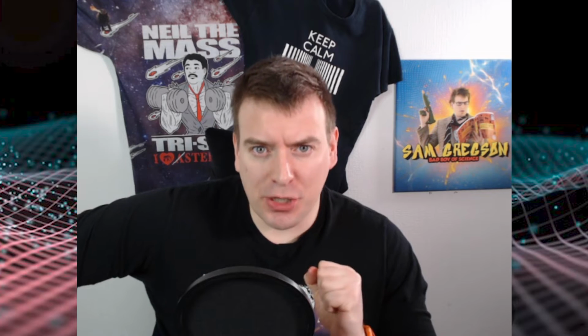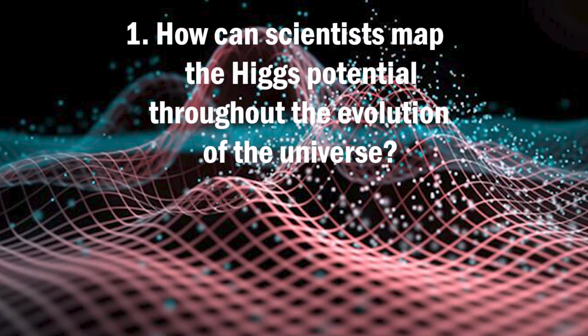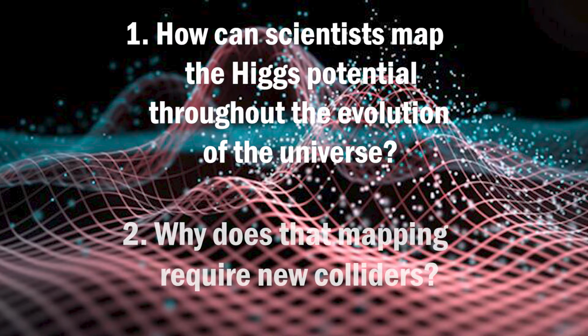Today, we ask 2 simple questions. 1. How can physicists map the true evolution of the Higgs field throughout the history of our universe? And 2. Why does such a mapping demand the funding, building, and operation of larger, more powerful particle colliders?